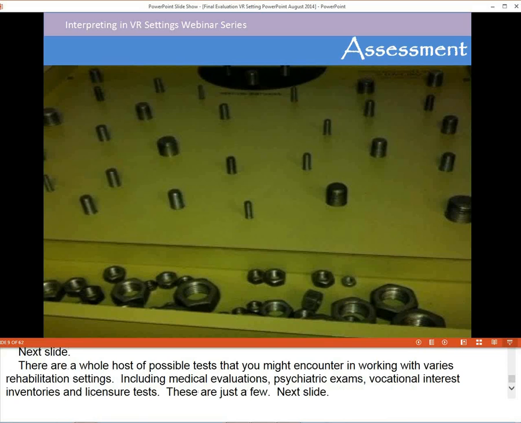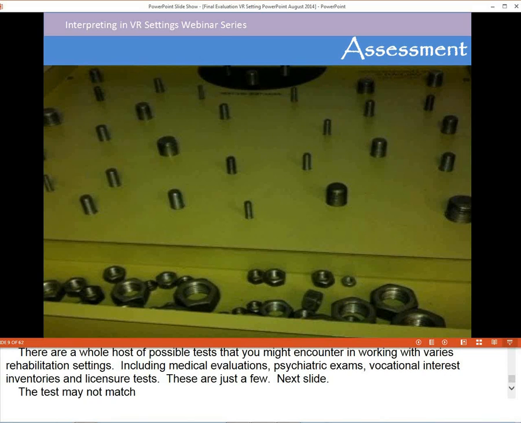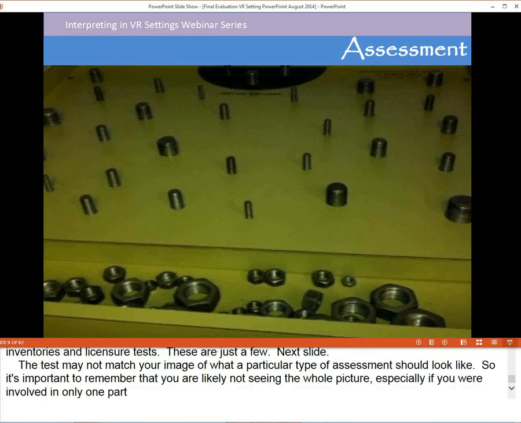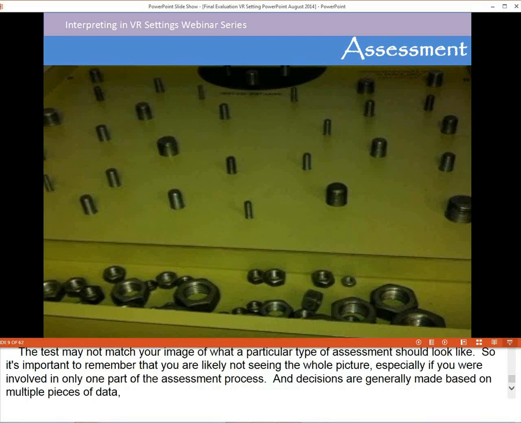The test may not match your image of what a particular type of assessment should look like. So it's important to remember that you are likely not seeing the whole picture, especially if you are involved in only one part of the assessment process. And decisions are generally made based on multiple pieces of data, not just on one test result. Next slide.